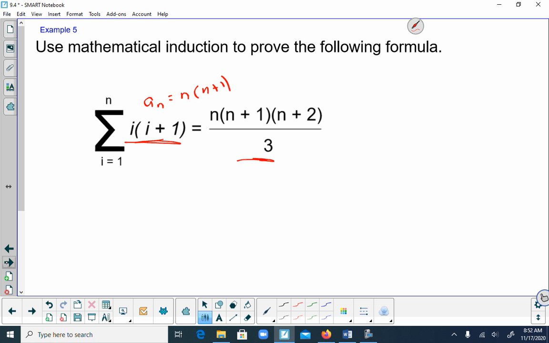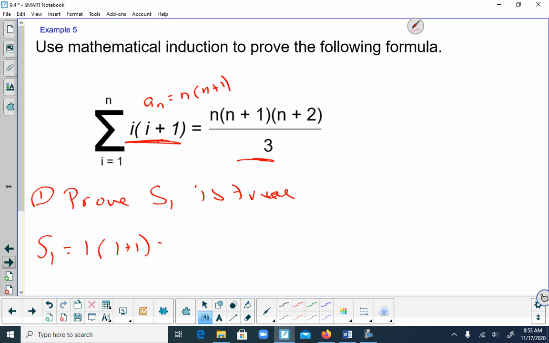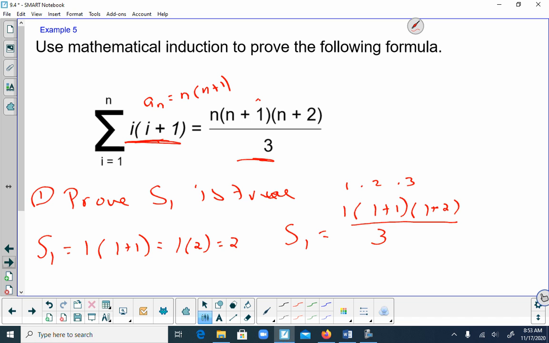Same steps. First thing is I'm going to prove S of 1 is true. So I'm going to put in S of 1. The sum of 1, doing it from here, is going to be 1 times 1 plus 1. So that's 1 times 2, which is 2. S of 1 for here, putting in here, I'm going to have 1 times 1 plus 1, 1 plus 2, all over 3. So this is 1 times 2 times 3, so that's 6 over 3, which is 2. So I've shown that the first term works.